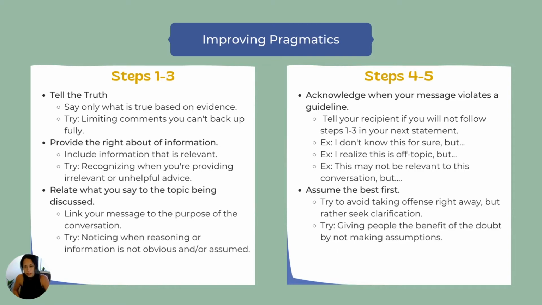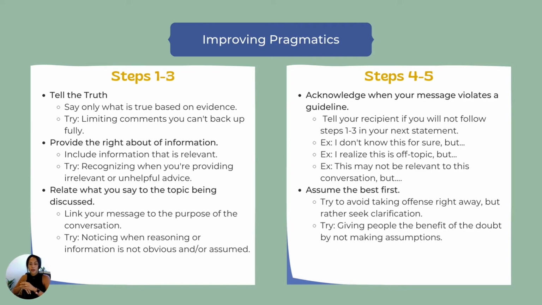Okay, step 4, acknowledge when your message violates a guideline. These are kind of what I call hedgers, where you say this before a sentence to help the person understand why you're saying what you're saying. I have 3 examples for you. Each one goes with each of the first 3 steps. Say that you are trying to give someone some information that you're not completely positive on. You might say, I don't know this for sure, but, and then proceed.